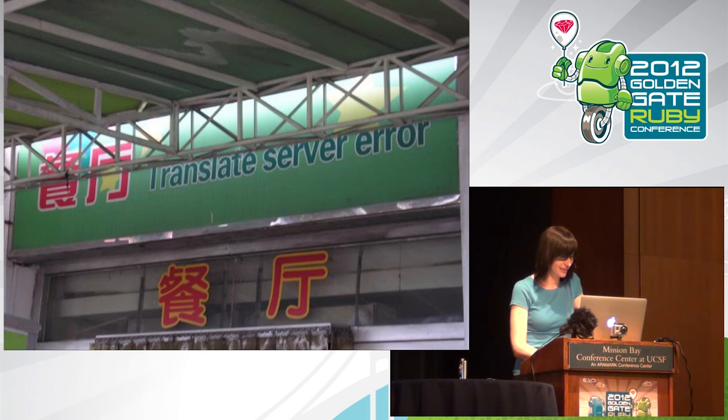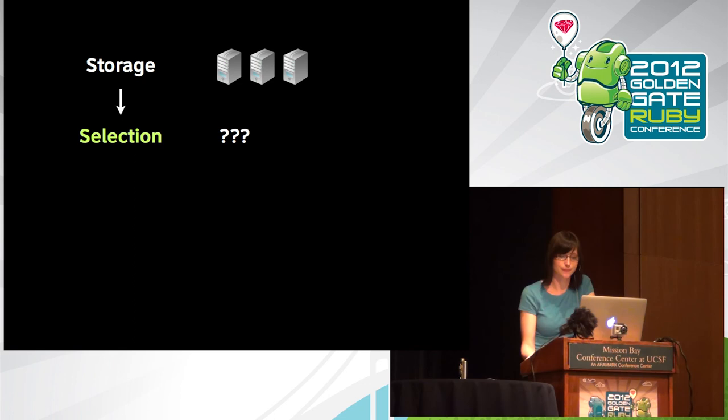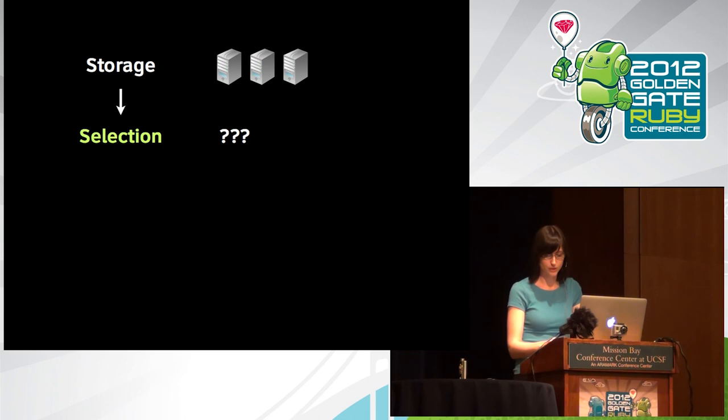So once we have some kind of storage in place, next we'll have to figure out selection. So how should your app decide which content to pull for a particular request? We don't want to rely only on the accept language header because, for a bunch of reasons, bots don't send this header, so they can't index any other content than your default. So we should figure out something else. So what else can we do?